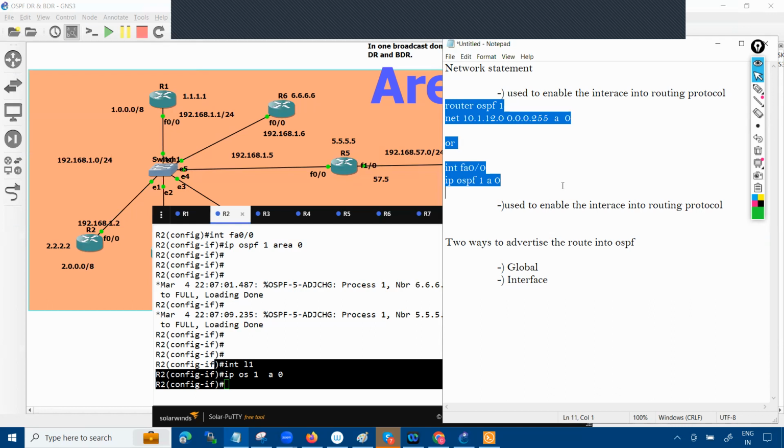So there are two ways to advertise the route in the OSPF protocol. One, you can advertise the route the global way, and second, you can advertise it the interface way. So this is the global way that we have, and this is the interface level we have. In the global way, you need to put the wildcard mask. In this way, you don't need to put the wildcard mask.